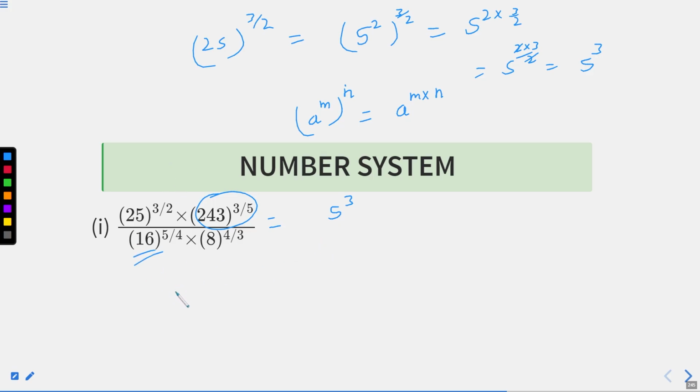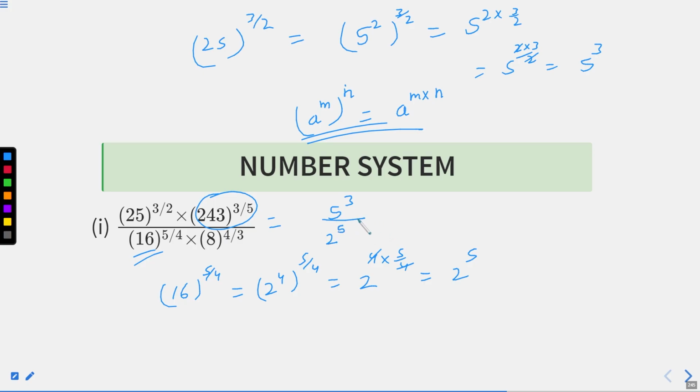Now let's see for this. So 16 raised to the 5 by 4 is 2 raised to the power 4, raised to the power 5 by 4. Okay. Now what we will do. On similar laws, we can say 2 raised to the power 4 times 5 by 4, which is equals to 4 gets cancelled. So 2 raised to the power 5 is only left.